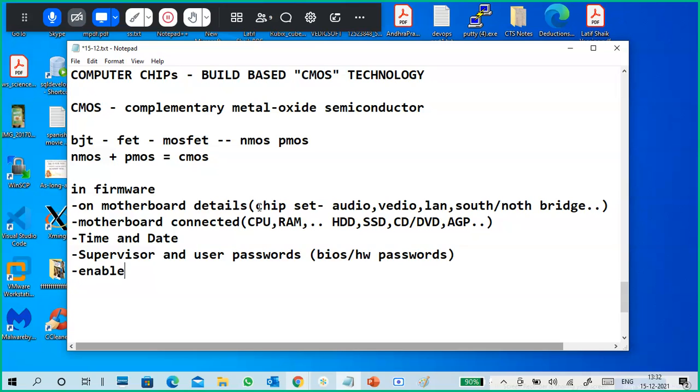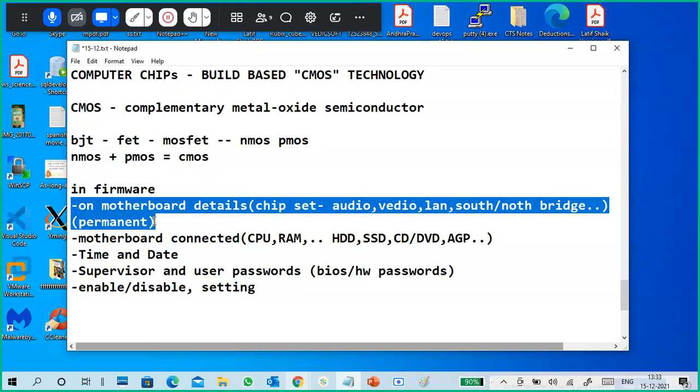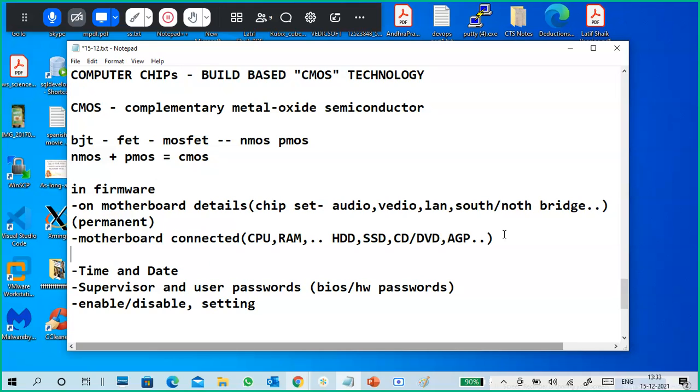Enable or disable settings will be stored in the firmware. So on direct store, this part is permanent storage. This is the temporary storage only. Permanently this data is stored in the ROM chip, so you cannot change or remove that data, because it is compulsory. This is read when the system boots.